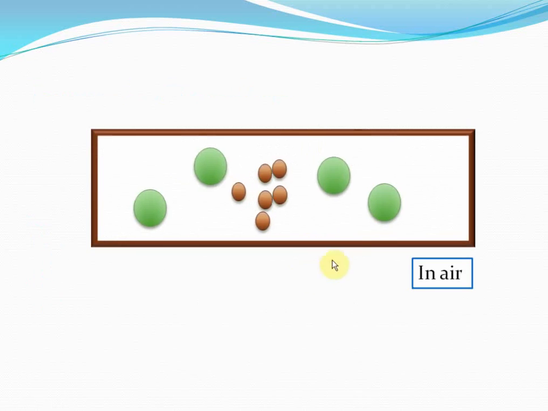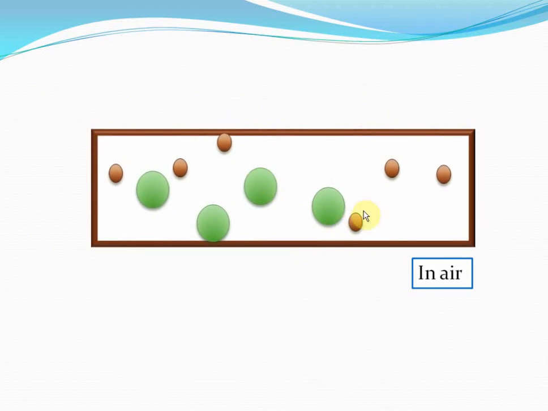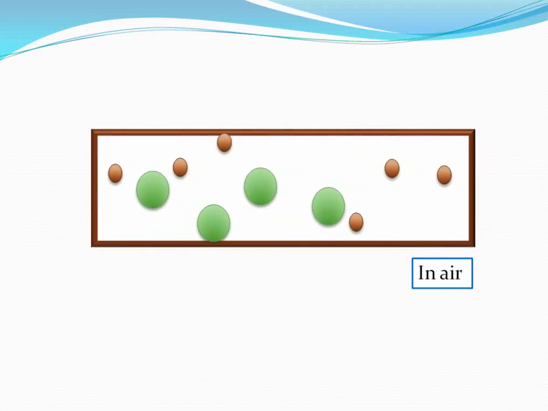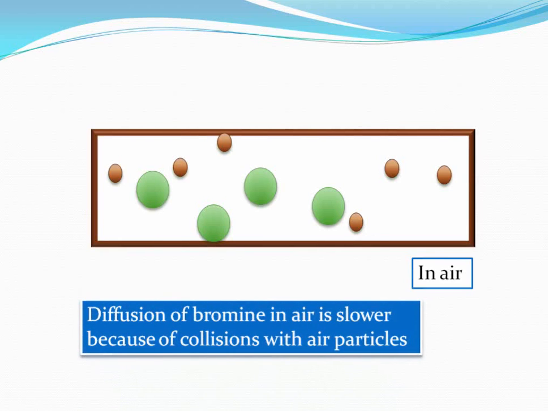Well, you see, when you allow bromine gas to diffuse in air, these brown particles of bromine gas move, they collide with the air particles, and slowly, the concentration of air particles and bromine particles becomes the same everywhere throughout the container. However, the diffusion of bromine in air is slower because of collisions with air particles. You see, the bromine particles collide with the air particles and sometimes they change their direction, so it takes more time for bromine gas to fill up the entire container.